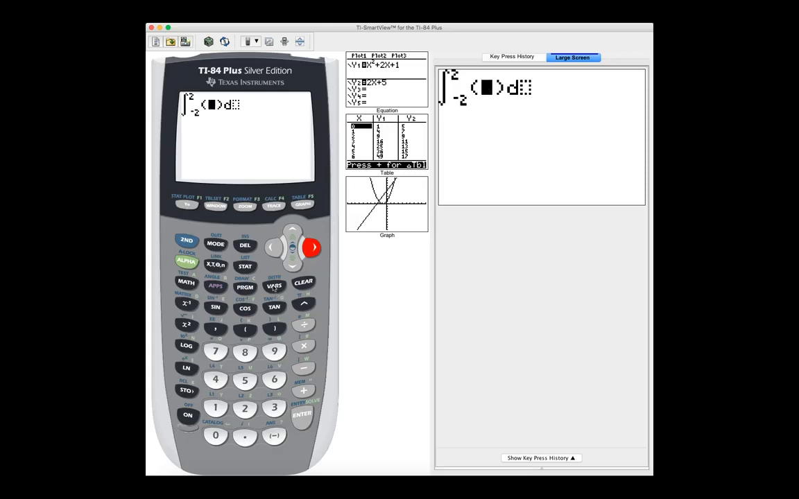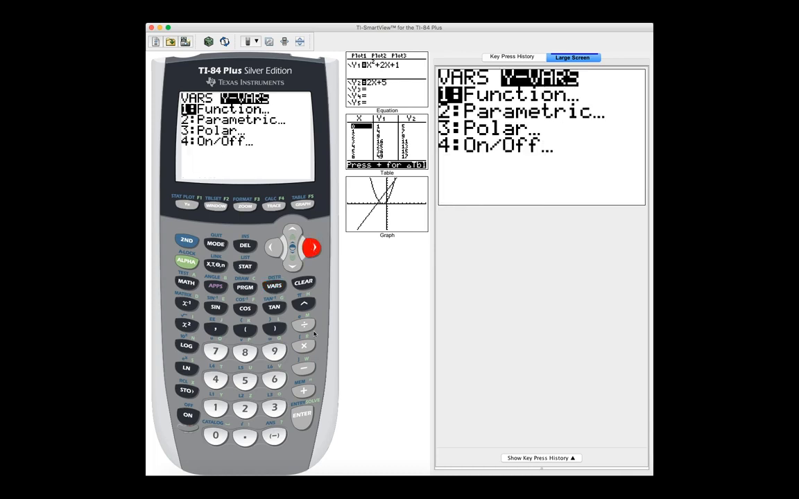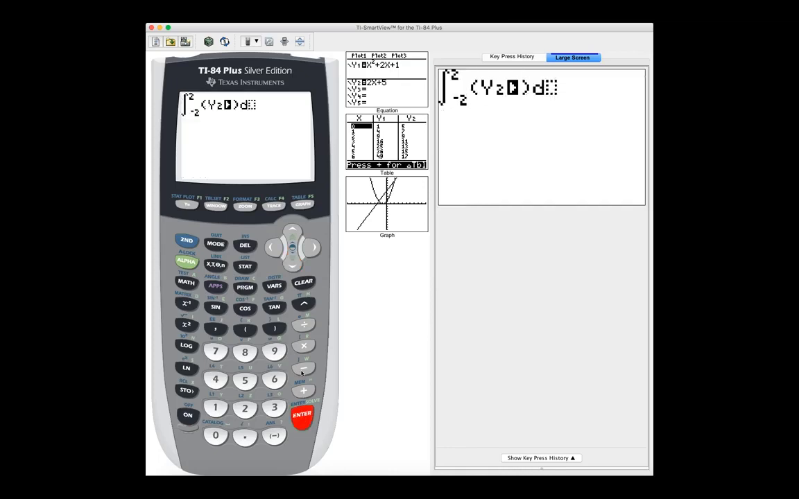So we're going to go to what's called vars. We're going to push the vars key, and scroll to the right. Function is listed first. We're going to hit enter. And what you notice is that you see y1 and y2. Well, which equation's on the top? Is it my parabola or is it my straight line? You can kind of see it right here. My straight line is on top. My straight line we plugged into y2, so you hit enter on y2.